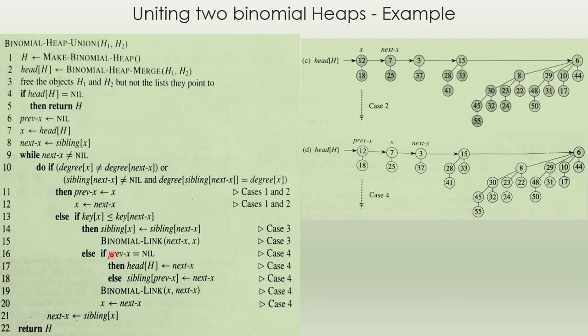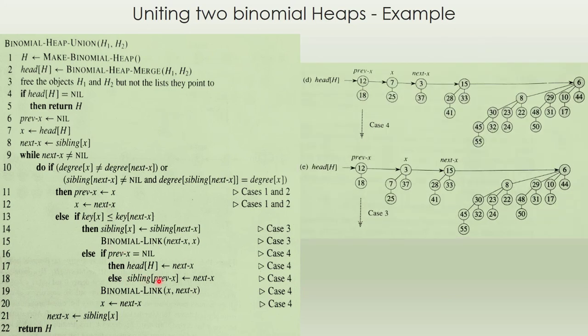Here one more condition is to be checked to maintain the head: prev X equal to nil. Prev X is not equal to nil. So else. So case 4 is going to execute. So I am going to link this binomial heap and this binomial heap. I'm going to link binomial heap X and binomial heap next X.